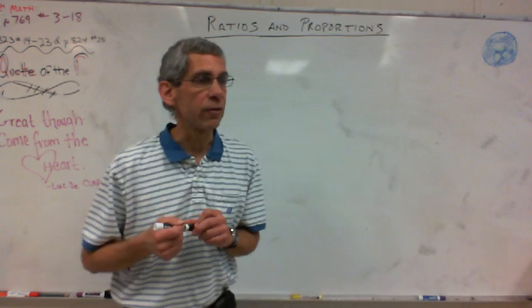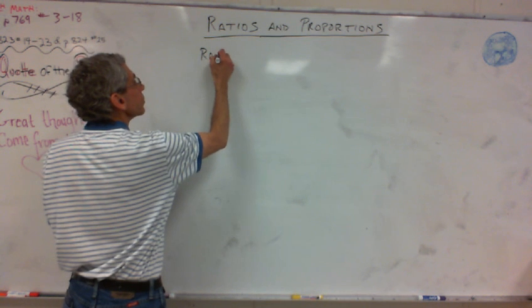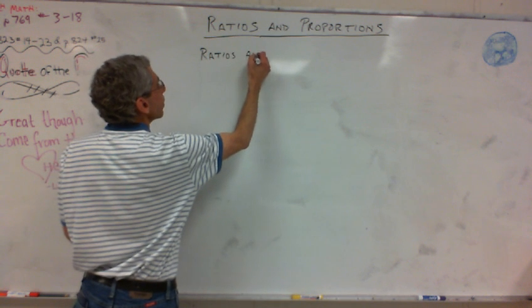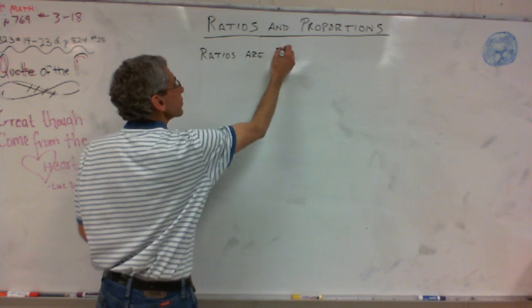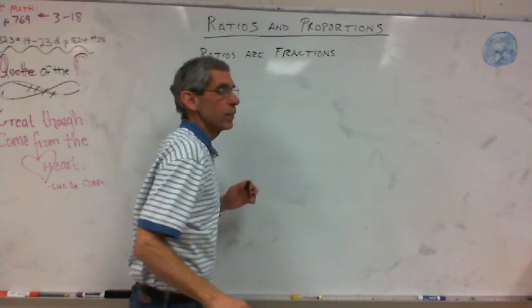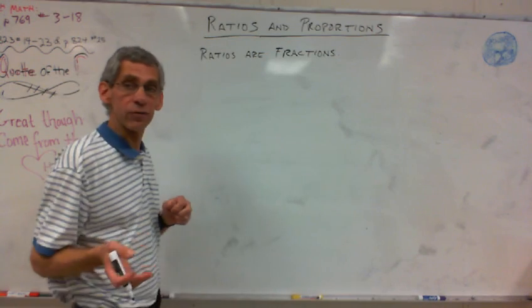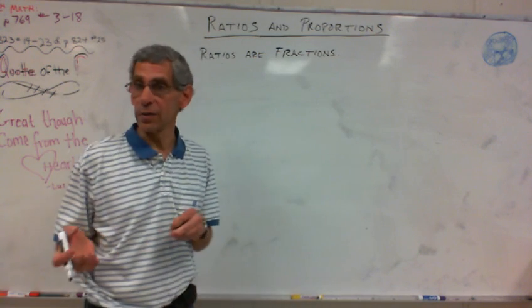Ratios basically are fractions. That's all they are. Ratios are fractions. Now, there are a few ways to write ratios, right? And you don't have to always write them as a fraction. You could write them as a non-fraction.